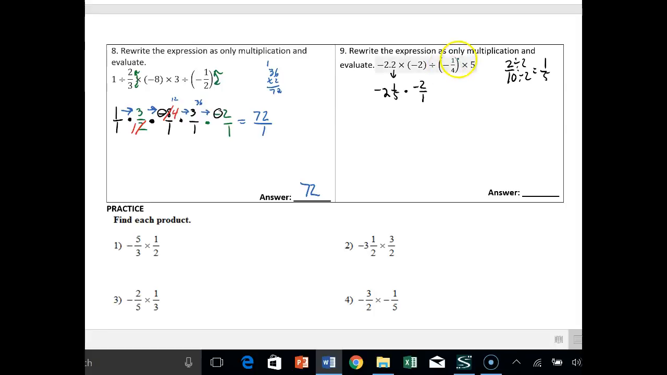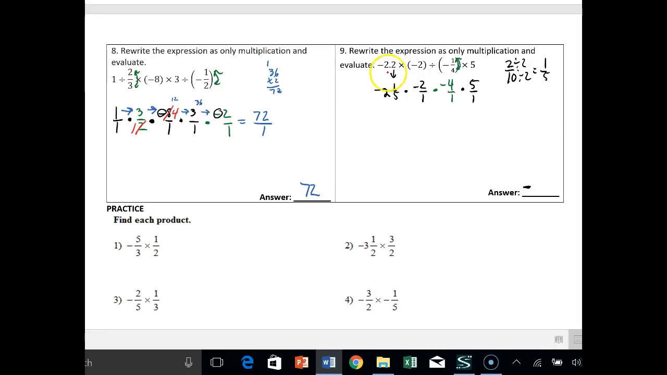And I see division, so what do we do? We flip it and change it to multiplication. So times negative 4 over 1. And then I'll say times 5 over 1. Again, I've got to be aware of my negatives. I have 1, 2, 3 negatives, so that means my answer will be negative. So let's put a negative in my answer, and now just simply ignore the negative signs.